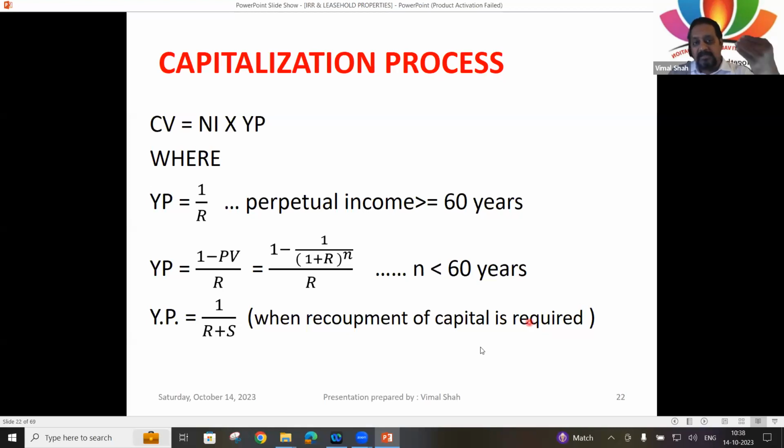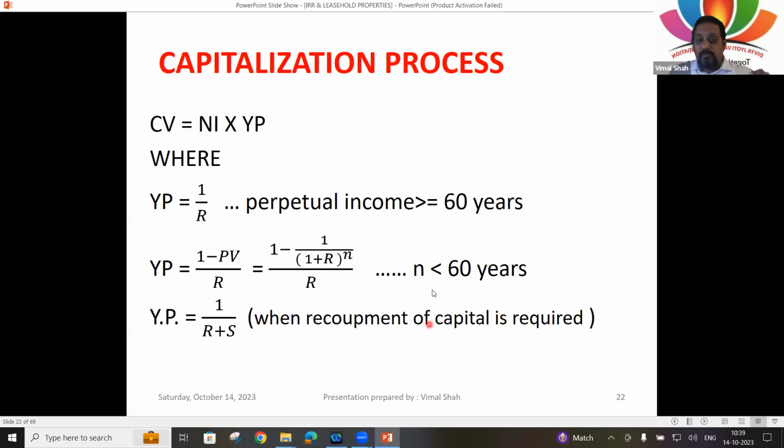Normally, if your income is perpetual, in perpetuity, then you use YP = 1/r. Here I have written capital R, but it's 1 upon small r. Where your income is in perpetuity or above 60 years, I consider it as perpetual income and use YP = 1/r. Then we have the YP single rate formula, that is (1 - PV)/r, where PV is the present value factor of 1/(1+r)^n.